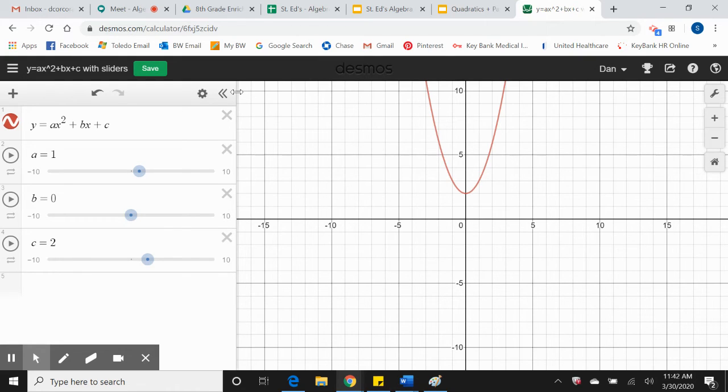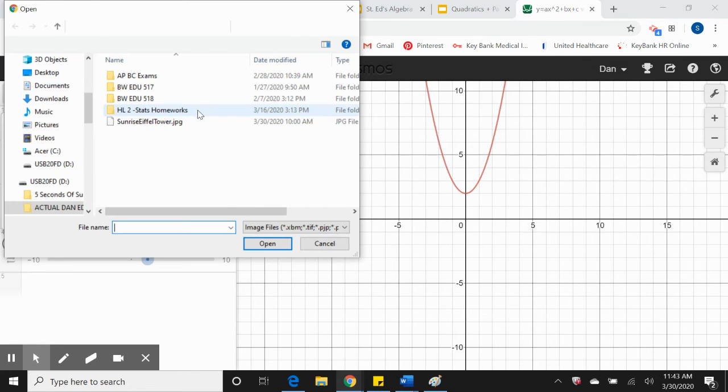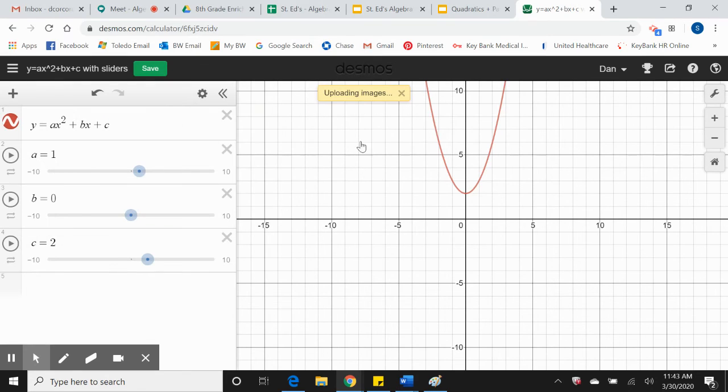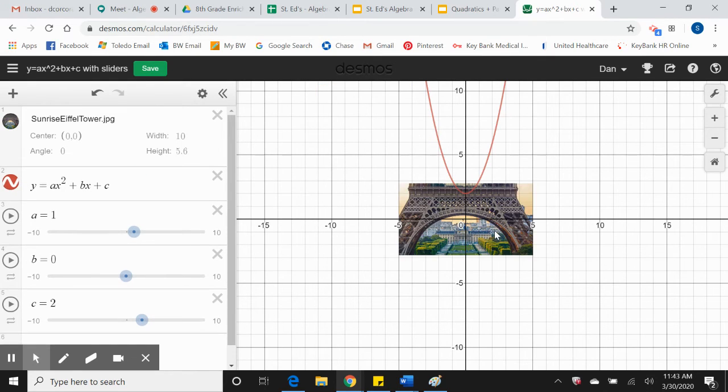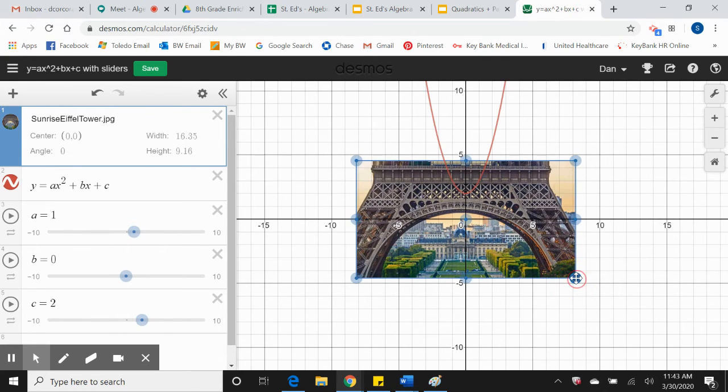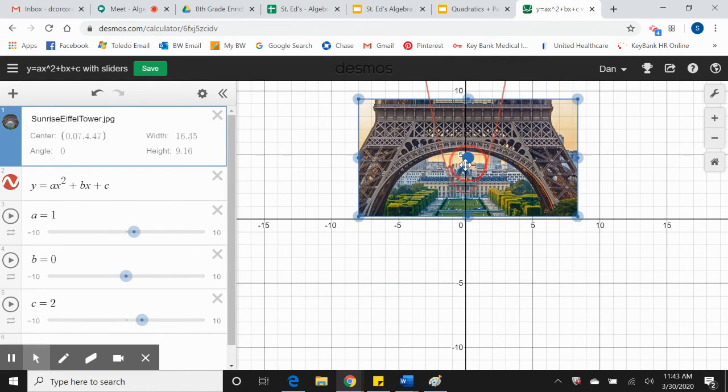And something cool on Desmos, which I don't know if too many people know, is you can add an image, and this is what we're going to be doing a lot this week. So if you hit this plus button up here, there's a button where you can add an image. I can take any image off the internet, something that I've saved. Like, I saved a picture of the Eiffel Tower, and it'll actually put it right on your graph for you. And you can make it bigger, you can make it smaller. And depending on this middle point, you can move it up, you can move it down. So I'm going to move it up a little bit to here.